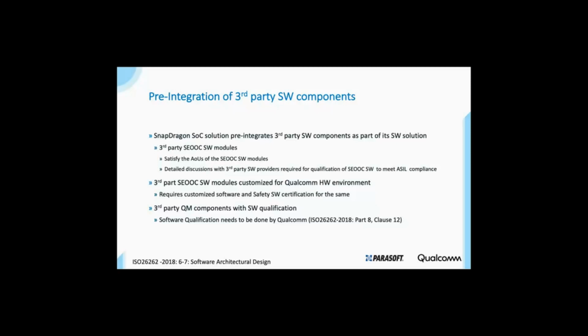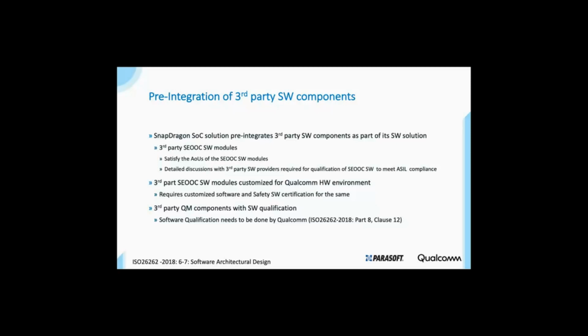This needed a detailed analysis of their safety manual and AOUs, and some of their AOUs we have to pass on to our customers so that only they would be able to satisfy them. And then there are other third-party SEooC software modules, which were more willing to customize for us. So we had a processor called the ARC processor for which there were no good safe operating systems. So we selected one, but they didn't really have something for this processor, but they worked closely with us.